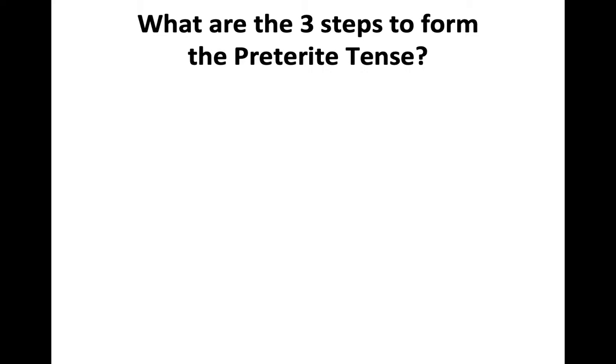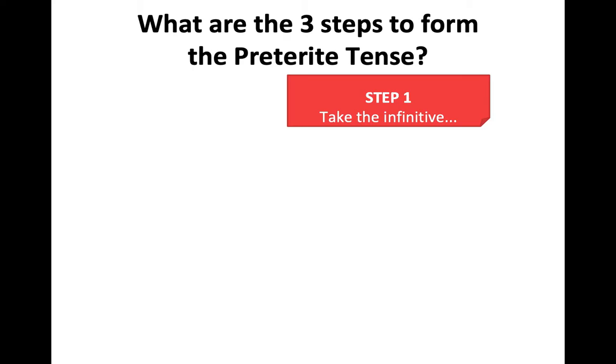So let's firstly talk about how to form the preterite tense. There are 3 steps. The first thing that you need whenever you're doing any sort of verb conjugations, putting a verb into a tense, is to find the basic form of the verb. That is the infinitive form, and it will always end in AR, ER or IR. If you look up the verb in the dictionary, it will give you the infinitive form. So for example, beber, the verb to drink, which is a regular ER verb.